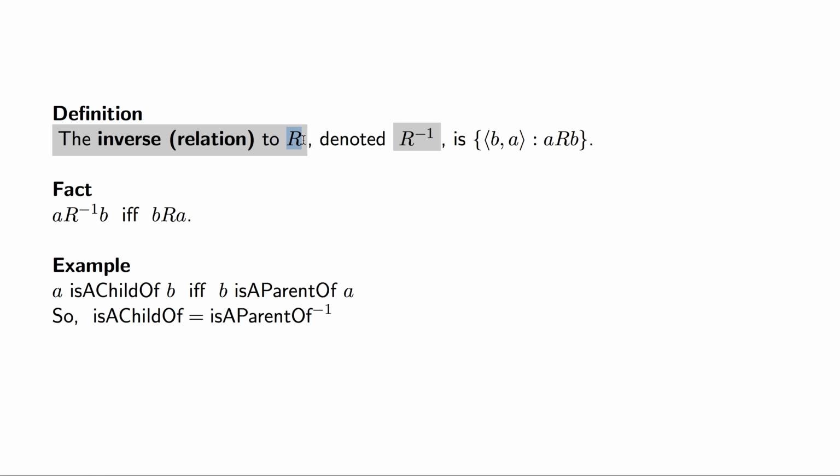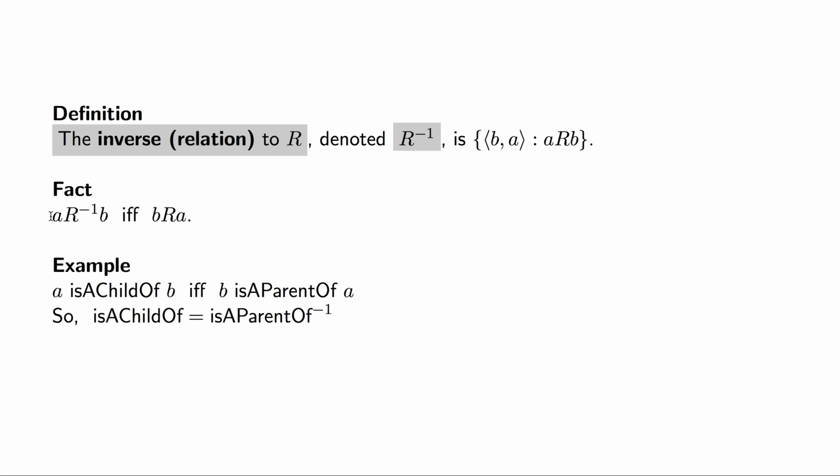Given a relation R, we define the inverse relation to R as follows. Whenever there is a pair AB which is related in the sense of R, we reverse the components of the pair. B becomes the first component, A becomes the second component, and the set of such pairs comprises the inverse relation to R. This relation is denoted by R with the superscript -1.